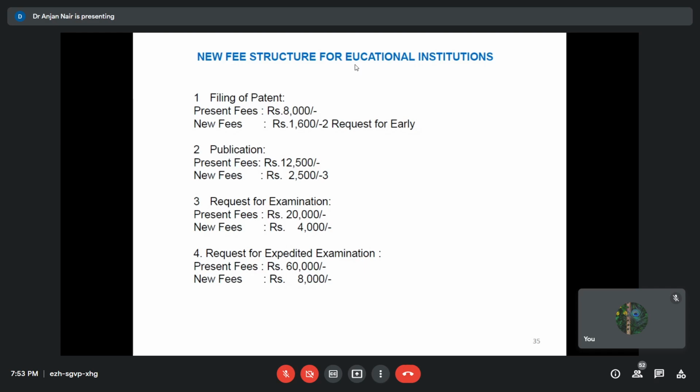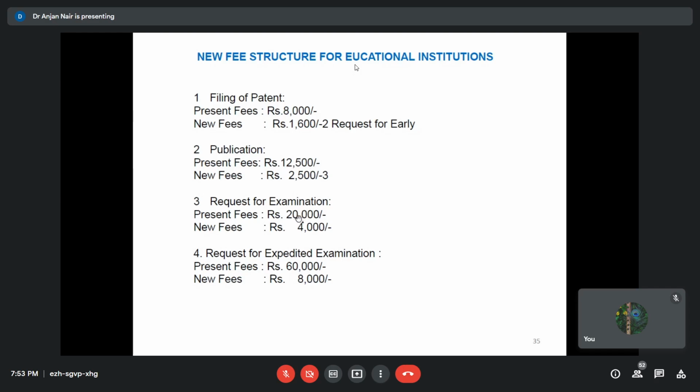Yes, sir. So as I was telling you, the patent fees for educational institutes have been reduced. All these rates you can see are reduced by almost one-fifth. For example, the patent filing fee was 8,000. Now it is only 1,600. Then the publication fee, which you have to pay for publication, was originally 12,500. Now it has been reduced to 2,500.